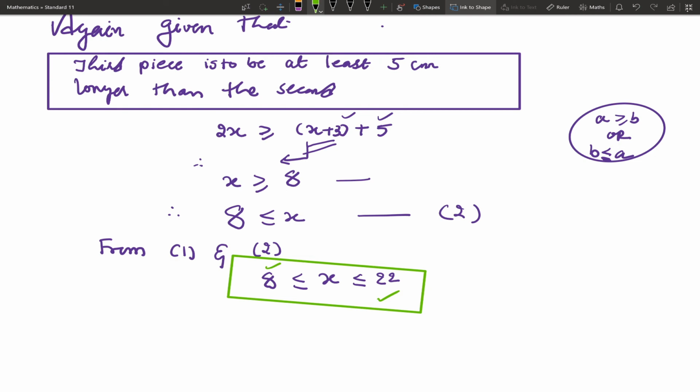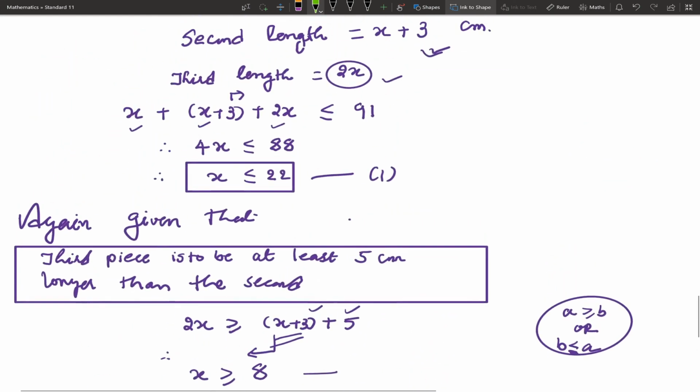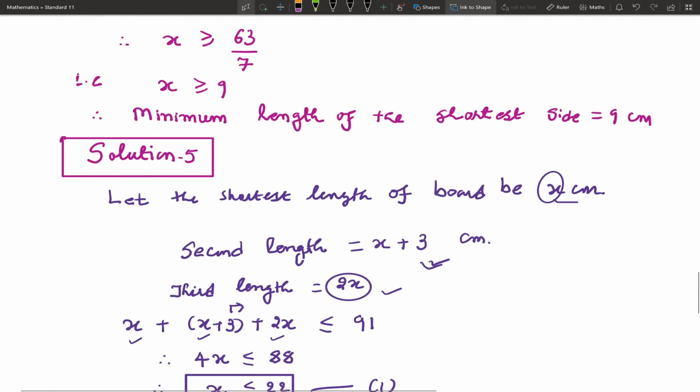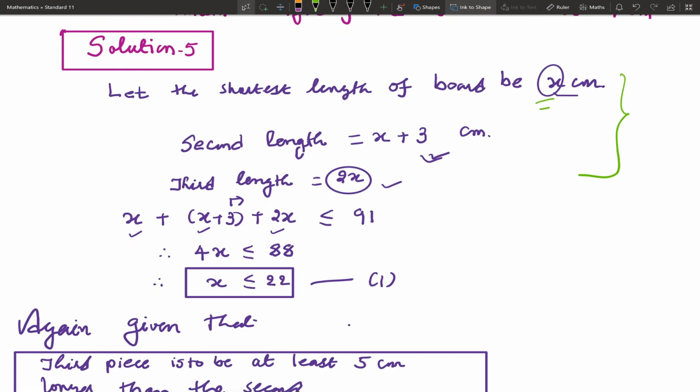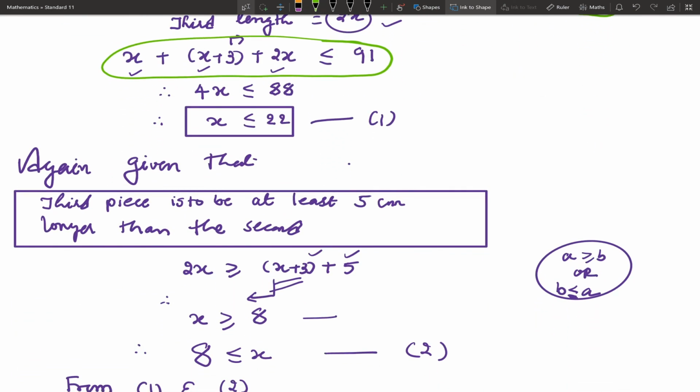So first form the inequalities. Suppose the length of the shortest is x, then take the lengths of the three sides according to the given condition. Now it is made from a piece of board having length 91 centimeters. So x plus 3 plus 2x is less than or equal to 91. Solving these inequalities, we get x less than or equal to 22.